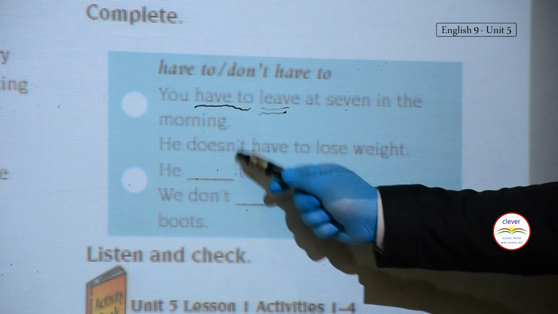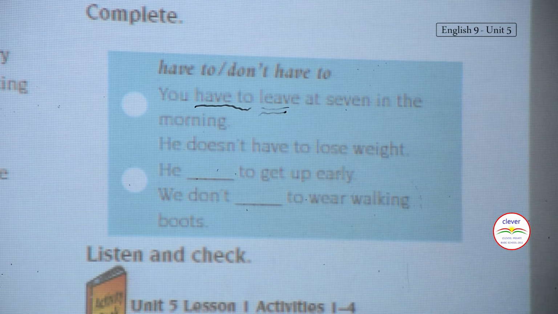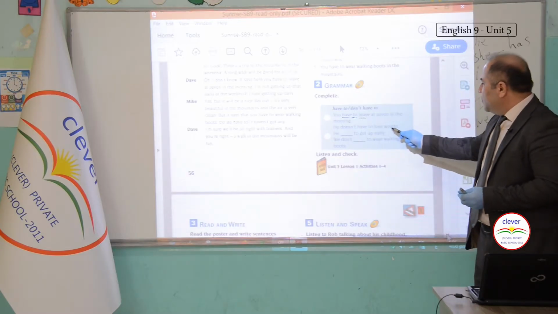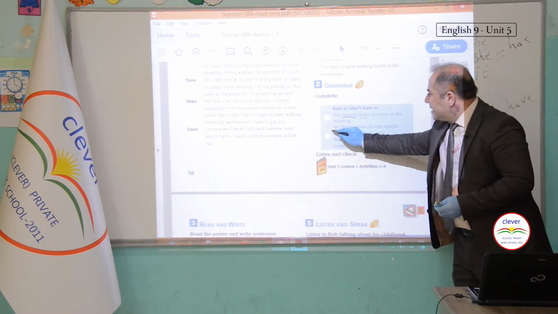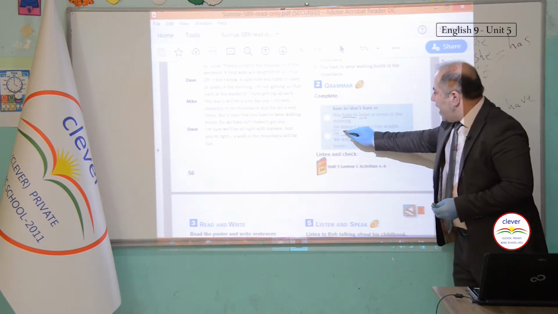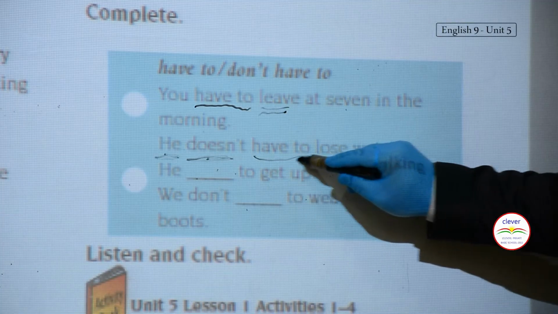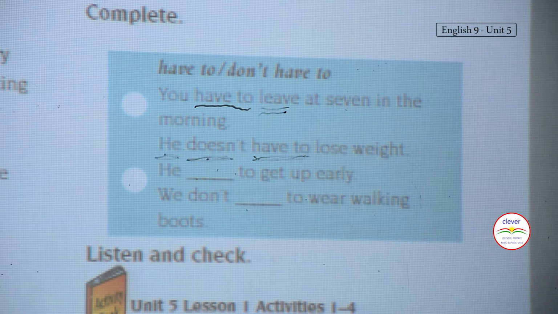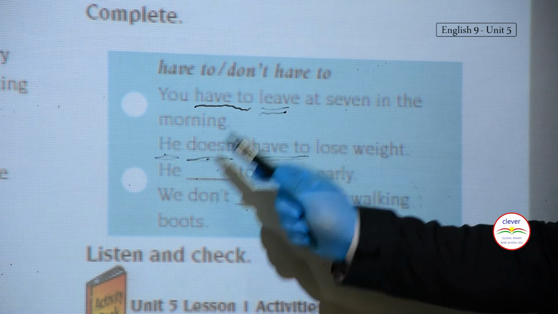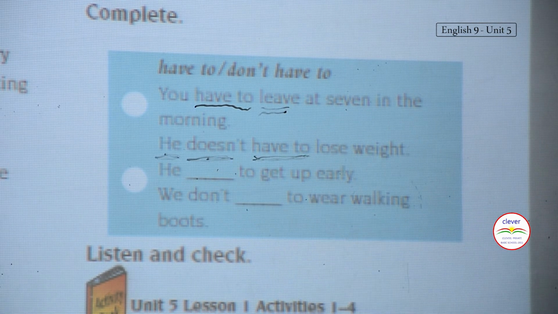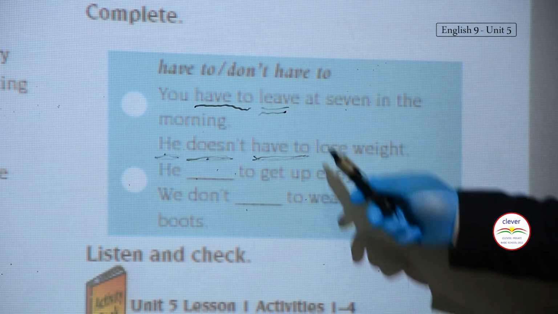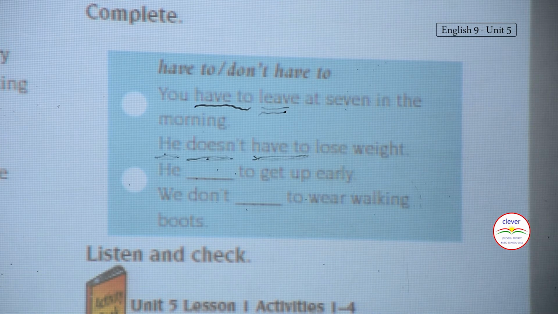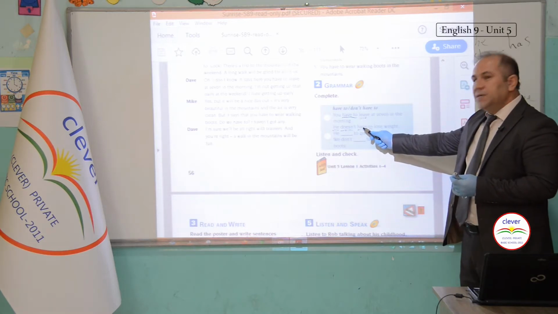Here we have: He doesn't have to lose weight. Look at he, and we have does here, and we have have to. We have these three points. Because we have does here, we use have to. Why? Because after do, does, and did, we must use base all the time. That's why have to is important here.